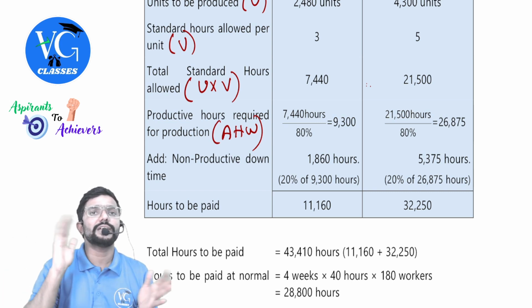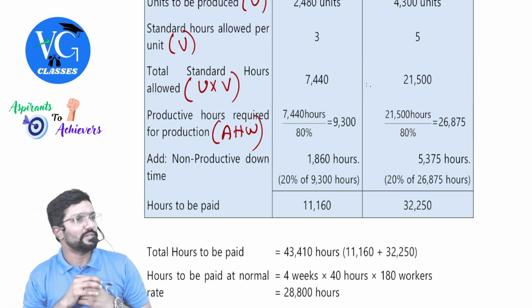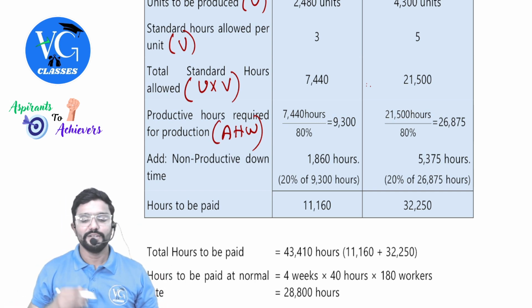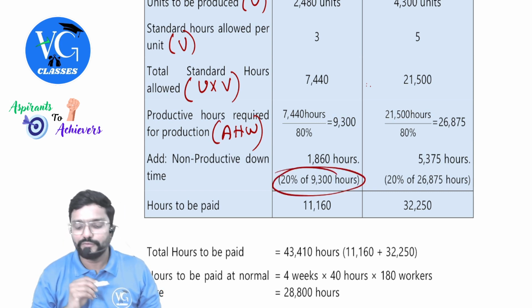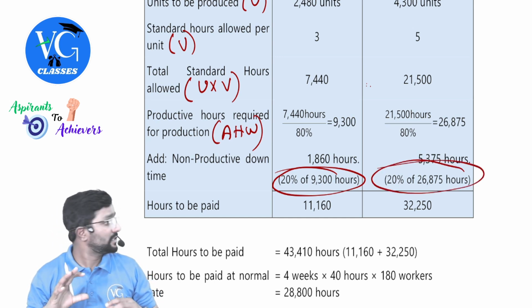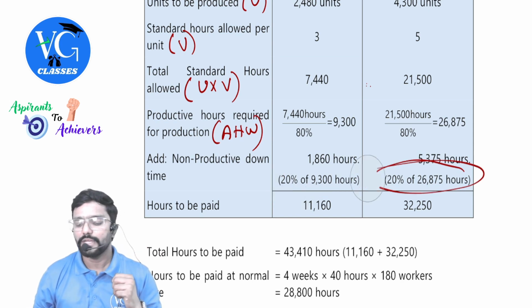We will pay for actual hours worked as spent hours. There is something, unproductive hours also. We worked, but not given productivity. What is that? 20%. So add 20% for us. 20% of 9,300. 20% of 26,875. Work, but no productivity.